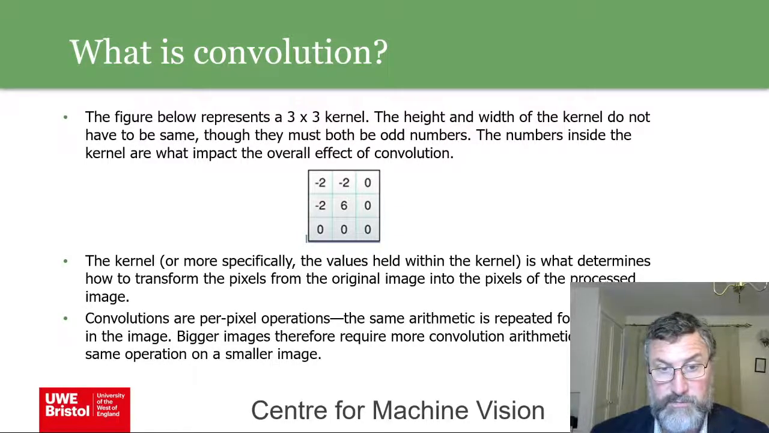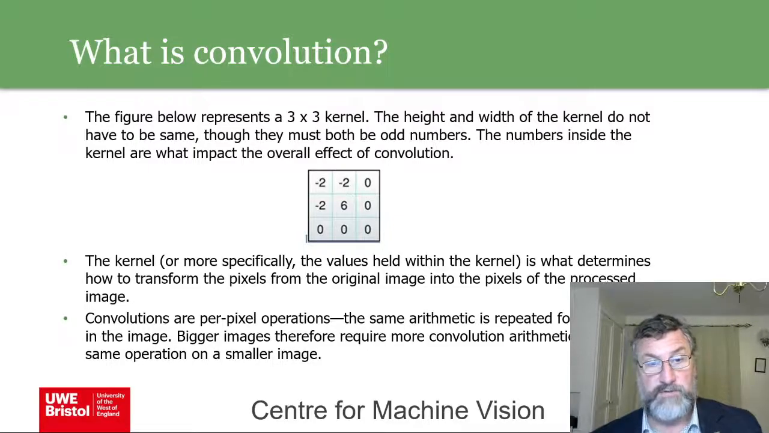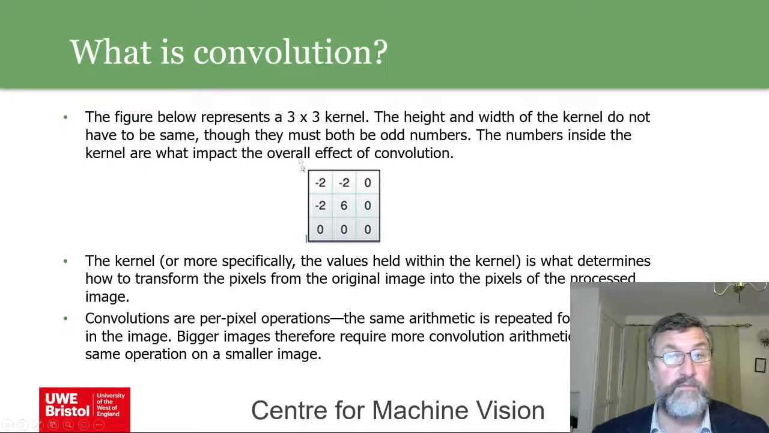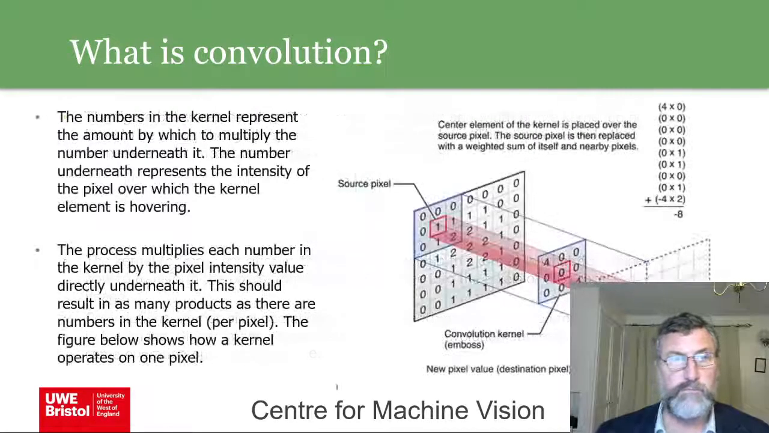Convolutions are pixel per pixel operations. The same arithmetic is repeated for every pixel in the image. Bigger images therefore require more convolution arithmetic than the same operation on a smaller image. So that's why you don't necessarily want very high resolution images if you don't need them. You don't want to go above what you need because you'll have more time required for this kind of processing. And of course, the bigger the kernel is that you're using, the more computation you'd require as well.